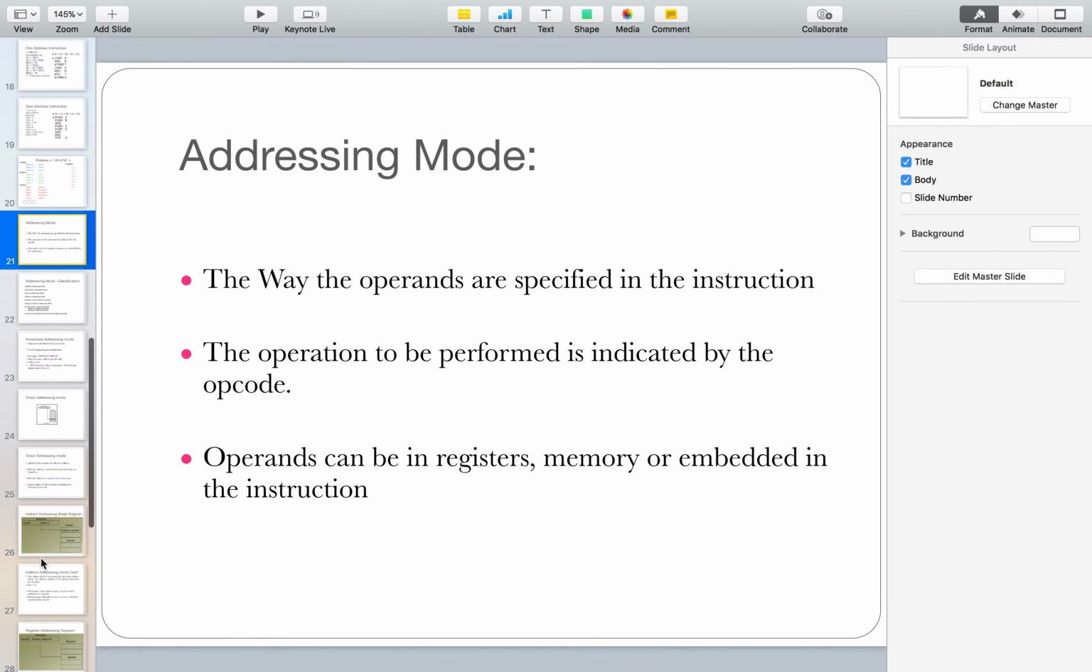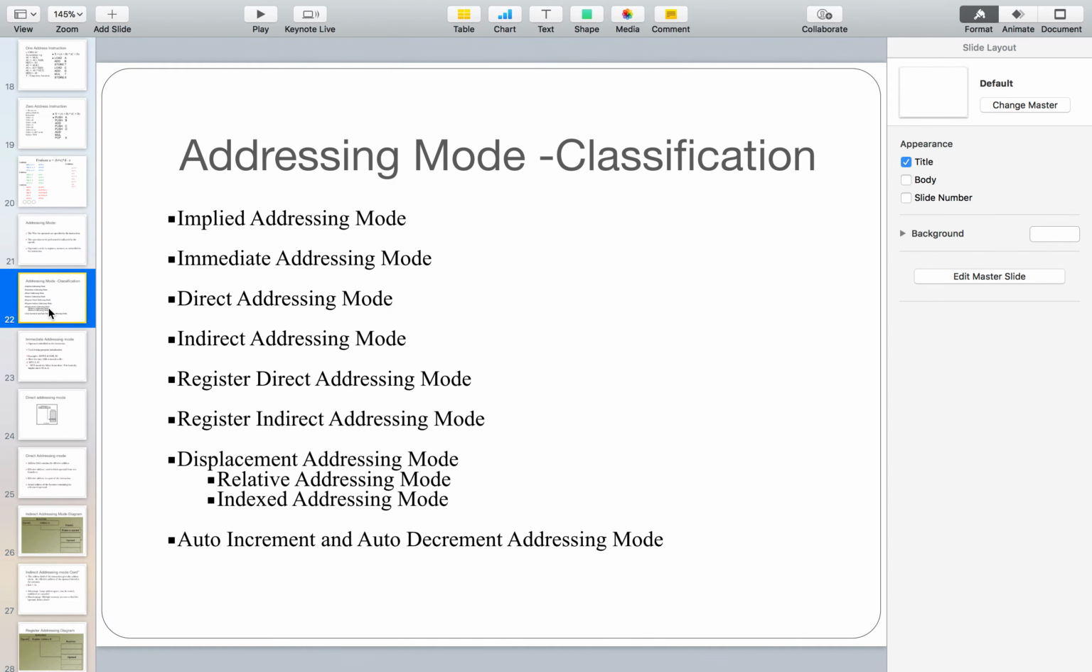Addressing modes. Addressing mode is nothing but the way the operands are specified in the instruction. It's just that the operands given in an instruction, each can have its own meaning. The operation to be performed is indicated by the opcode, and there are various kinds of addressing modes: implied addressing mode, immediate addressing mode, direct and indirect, register direct, and register indirect. Also followed by displacement addressing mode, relative addressing mode, indexed addressing mode, and the last, auto increment and auto decrement.